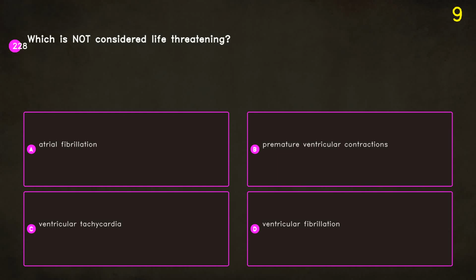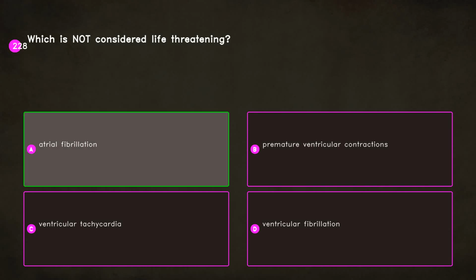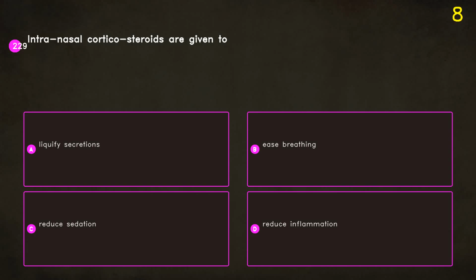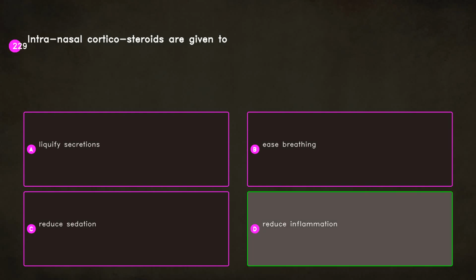Question 228. Which is not considered life-threatening? A. Atrial fibrillation. B. Premature ventricular contraction. C. Ventricular tachycardia. D. Ventricular fibrillation. The correct answer is atrial fibrillation. Question 229. Intranasal corticosteroids are given to A. liquefy secretions. B. ease breathing. C. reduce sedation. D. reduce inflammation. The correct answer is reduce inflammation.